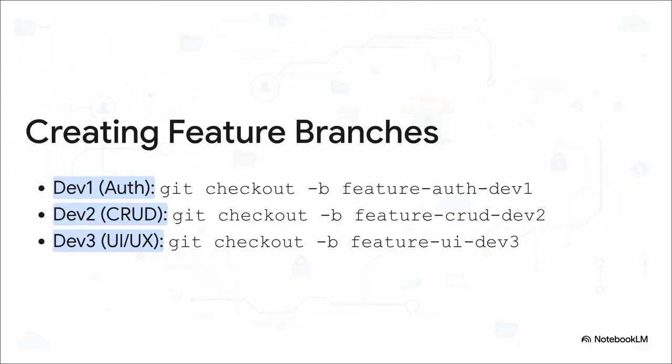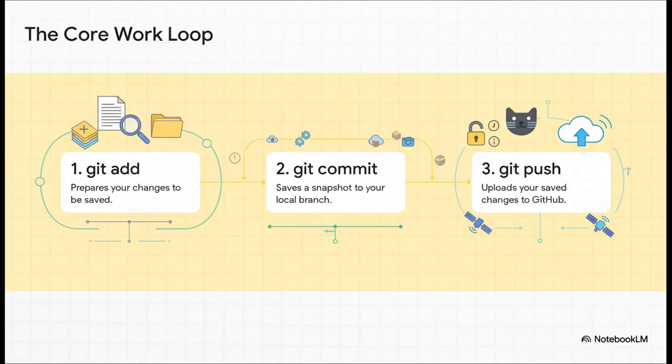And here's where the magic of branches really shines. Before anyone even thinks about writing code, they create their own personal branch. You can see Dev 1 makes a branch for authentication, Dev 2 for the CRUD operations, and so on. This is brilliant because it means everyone is working in their own little bubble. Dev 1 can completely break the login page, and it won't affect anyone else's work. It's total isolation. Now we get to the core loop, the 3 commands every developer uses all day, every day. Add, commit, and push. Think of it like this.